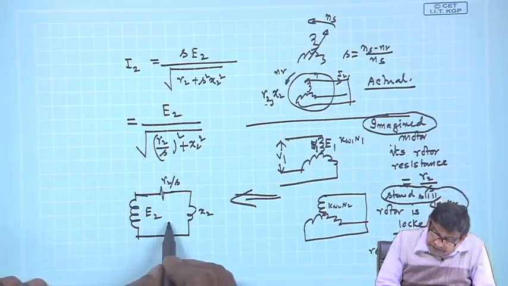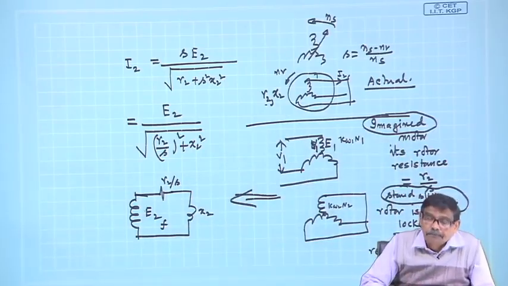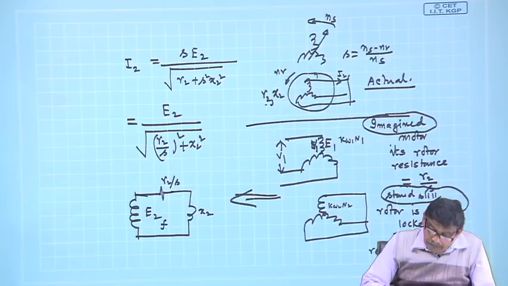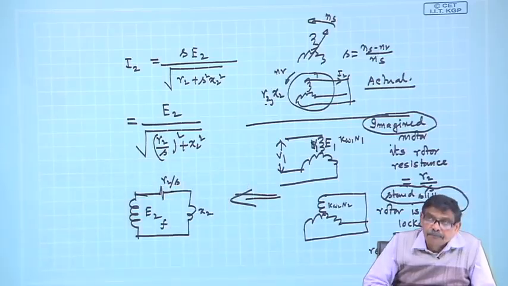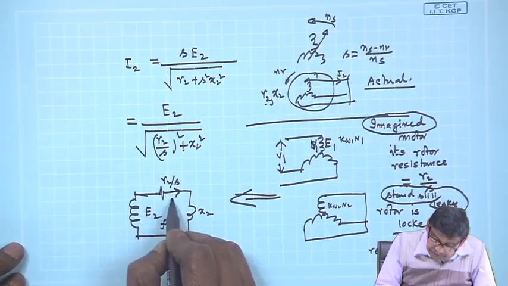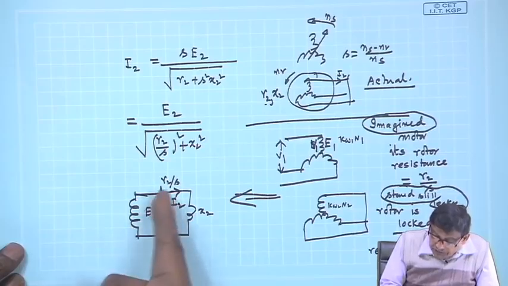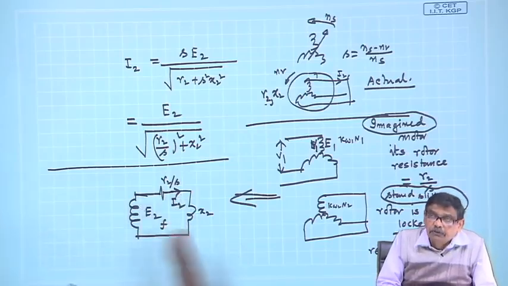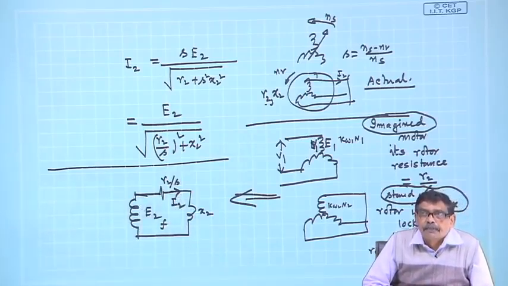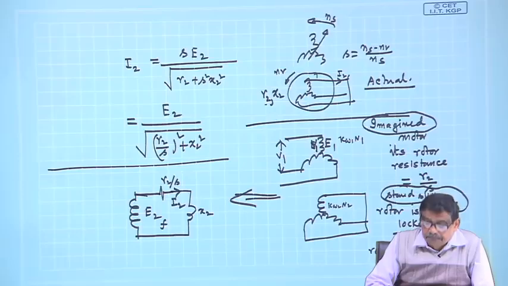What will be the frequency of this voltage? F, because this machine is at standstill condition. What will be this reactance? The standstill reactance, and this is R2 by S. What will be the current? I2, because I2 is E2 divided by the square root of the impedance squares. The same current will flow, but it will flow at 50 hertz.